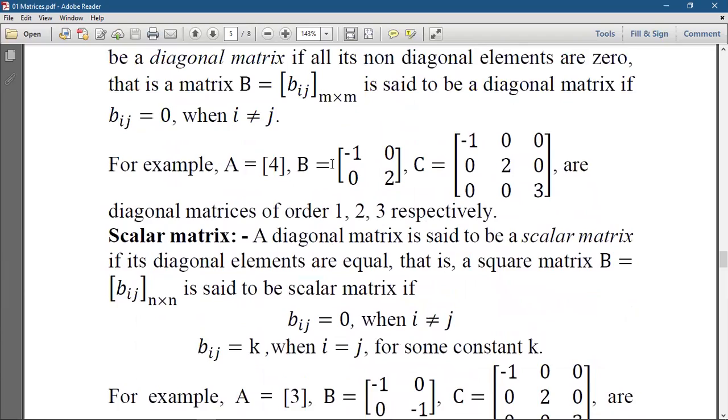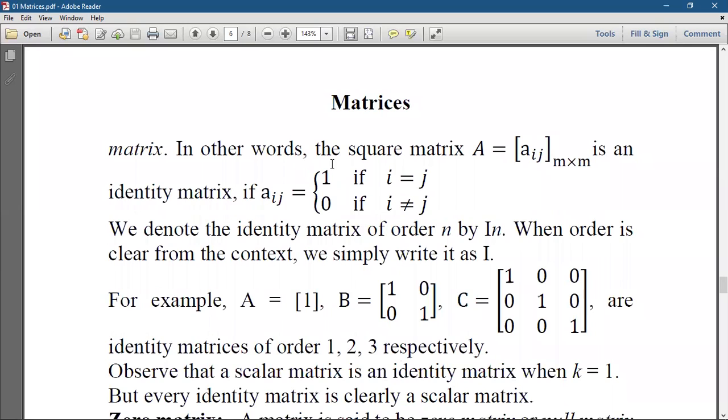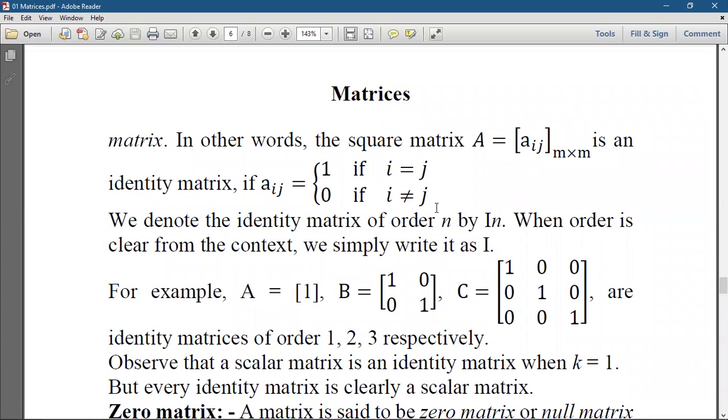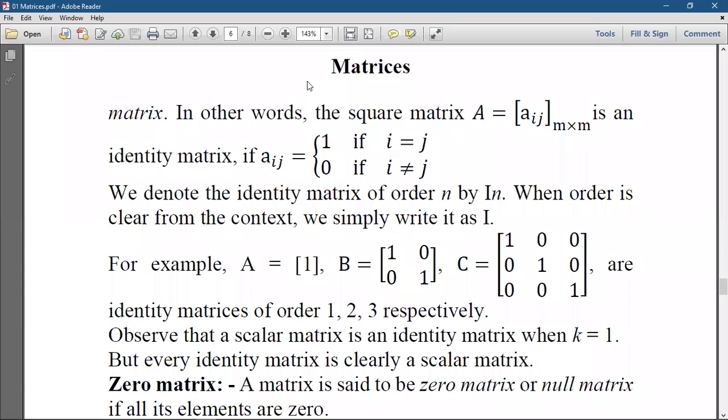Now all these are related. In other words, a square matrix A equals Aij, m by n, is an identity matrix if Aij equals 1 if i is equal to j, and 0 if i is not equal to j. We denote the identity matrix of order n by In.